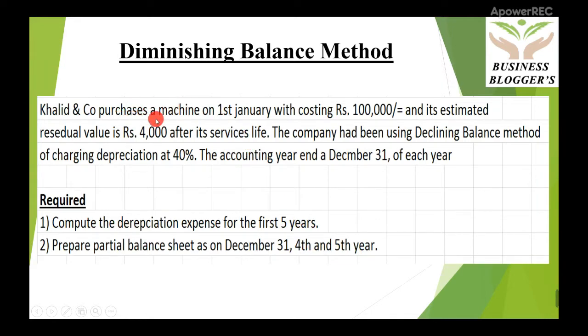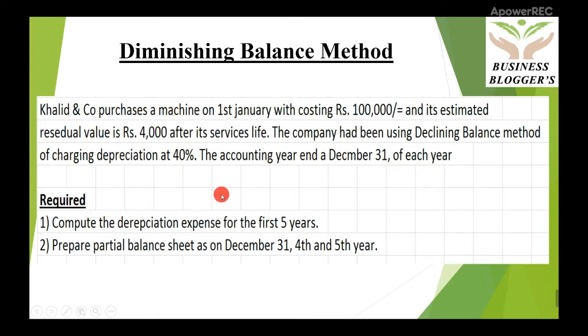Khalid and Company purchased an asset on 1st January, costing 1 lakh rupees. The asset value is 1 lakh rupees and the residual value is 4,000 rupees. The residual value, scrap value and salvage value are the same thing. The company had been using the declining balance method, charging depreciation at 40%, right? The accounting year ends on 31st December of each year.